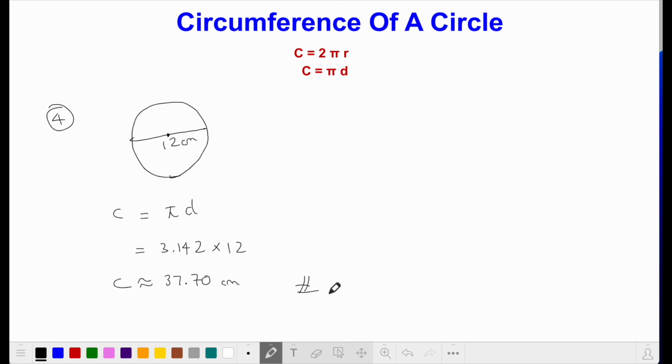I hope it makes sense how to find the circumference of a circle when we are given either the radius of the circle or the diameter of the circle.